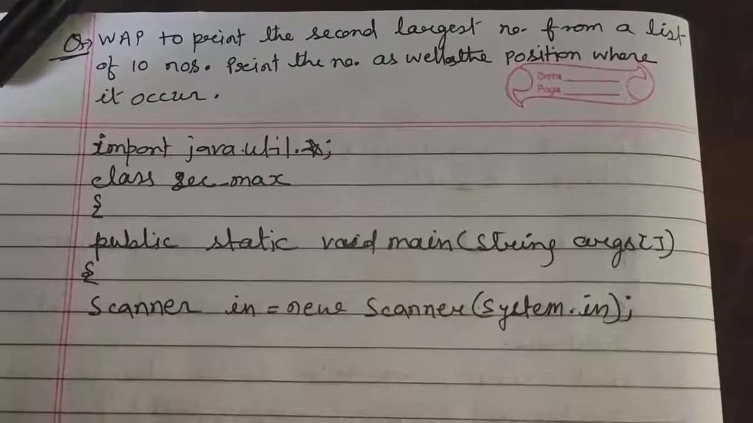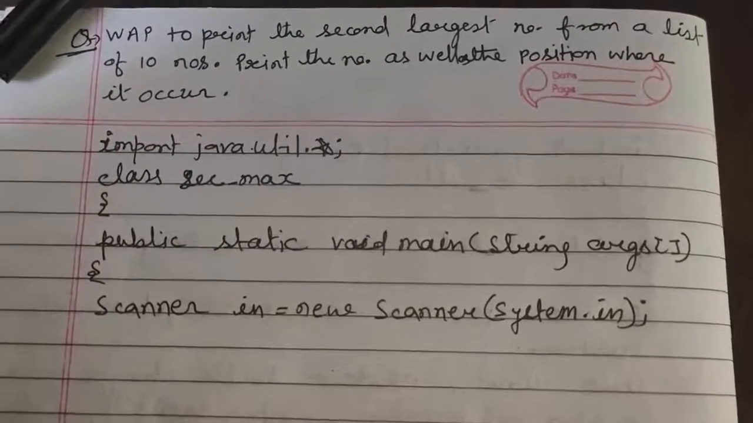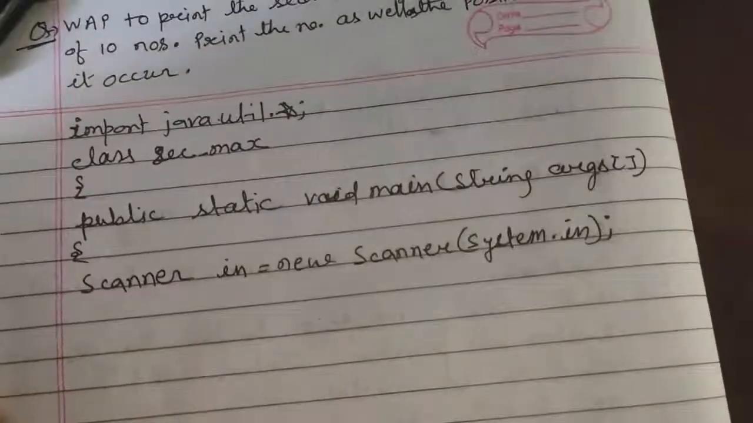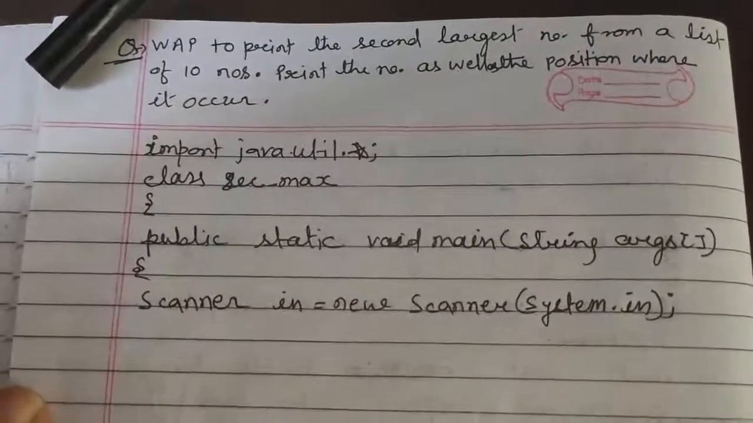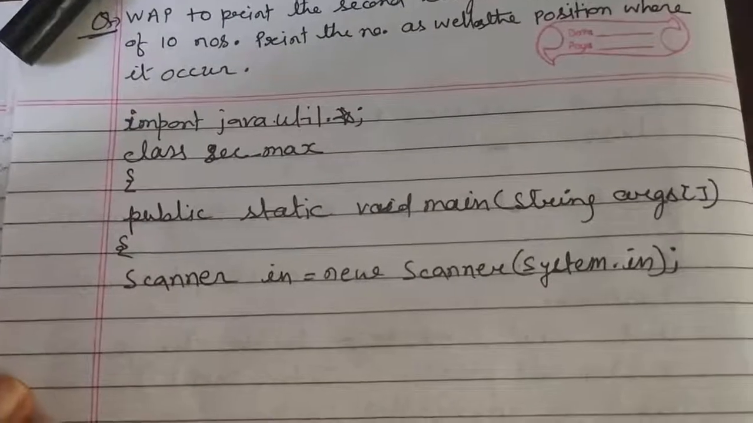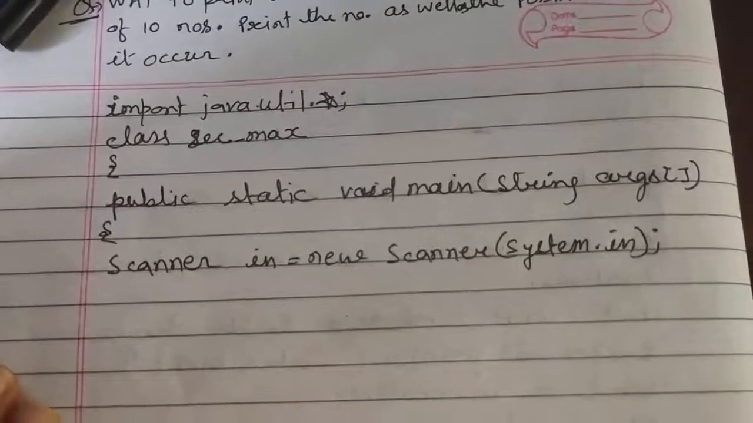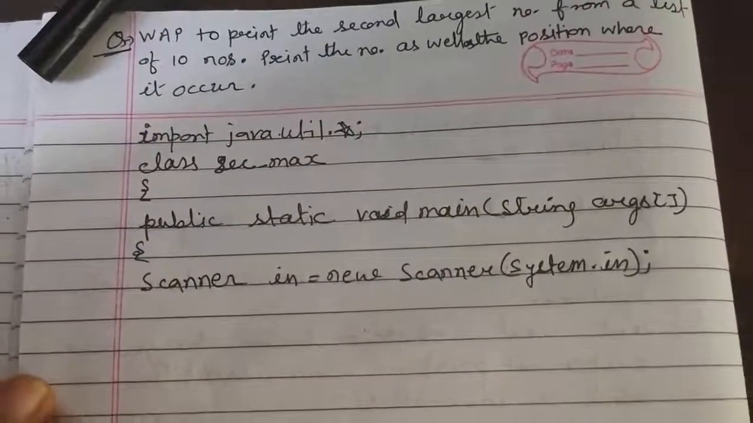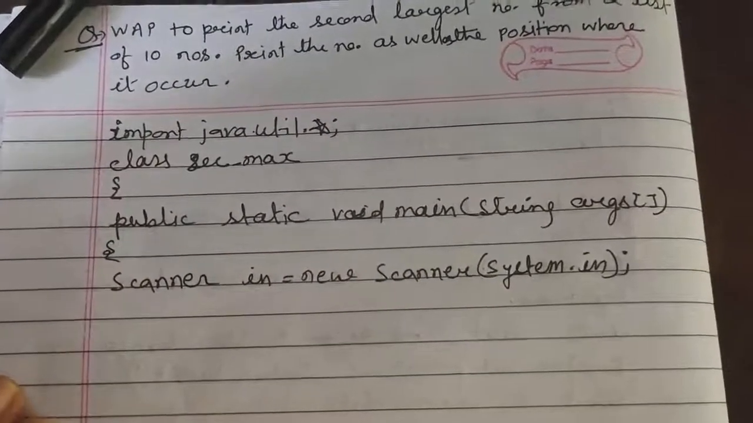You have to print the second largest number, as well as mention the position where that number is present. So maybe it is present in the first position, maybe in the fifth position, maybe in the ninth position. So you are going to print the position also. So for that, what can be the logic?